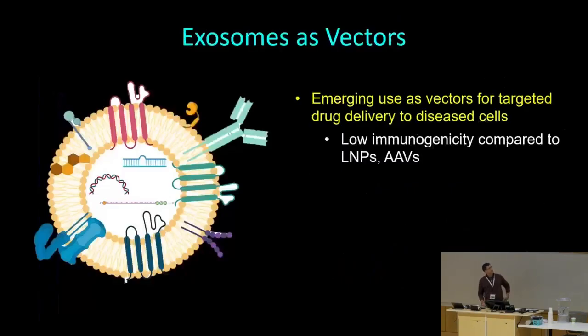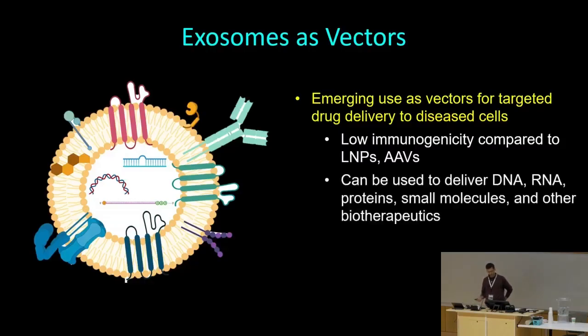But more recently, they're being looked at as vectors for targeted delivery of drugs to diseased cells, and they have low immunogenicity compared to lipid nanoparticles and adeno-associated viruses, and they can be used to deliver DNA, RNA, proteins, small molecules, and other biotherapeutics. And in fact, there's actually 2 phase 3 clinical trials underway.